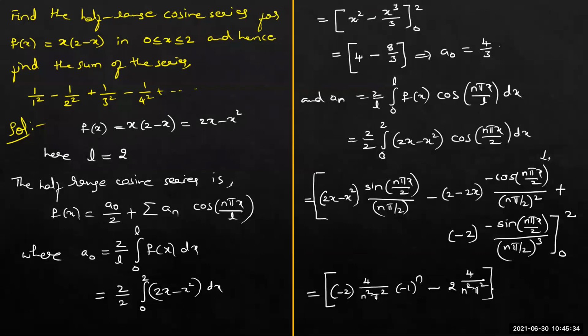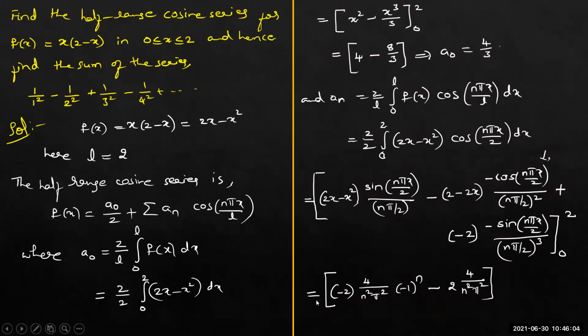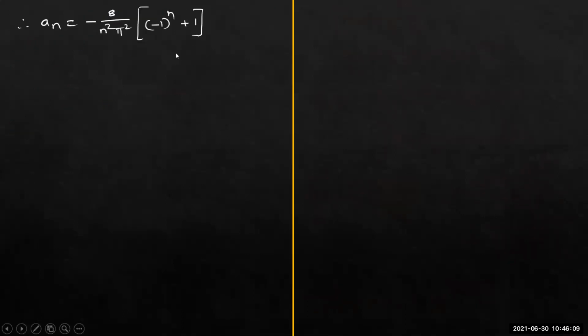So I'm just writing it in the next slide. Therefore, an is equal to, you are bringing minus out of that, and then you have 2 into 4 by n square pi square. So when you multiply those two, it becomes 8 divided by n square pi square. If you take all this out, we'll get only this much, minus 1 to the power of n plus 1. So it becomes plus because you are bringing both minus signs out of these two terms. Now you can take the even and odd cases.